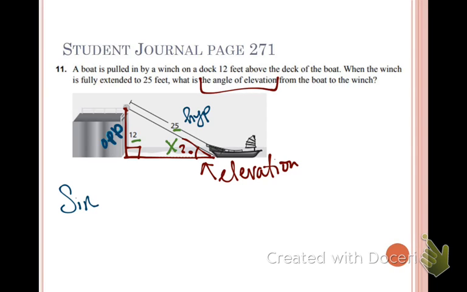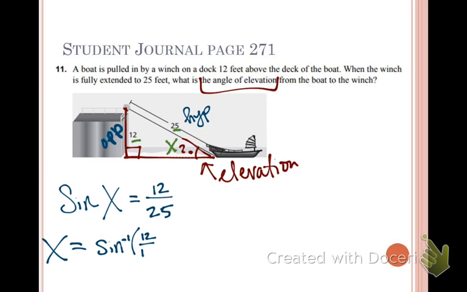From what angle are we coming from? We can call it x. You can call it really whatever you want to call it. All right, we'll equal. The opposite goes on top, so 12, and the hypotenuse on the bottom. So how do we solve for x? The inverse. So sine to the negative 1 of 12 over 25.